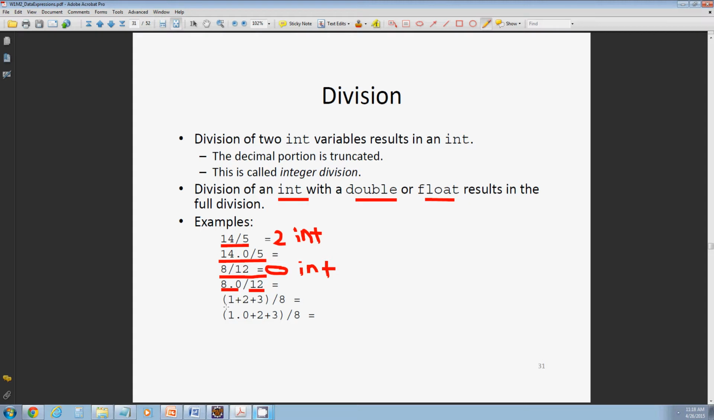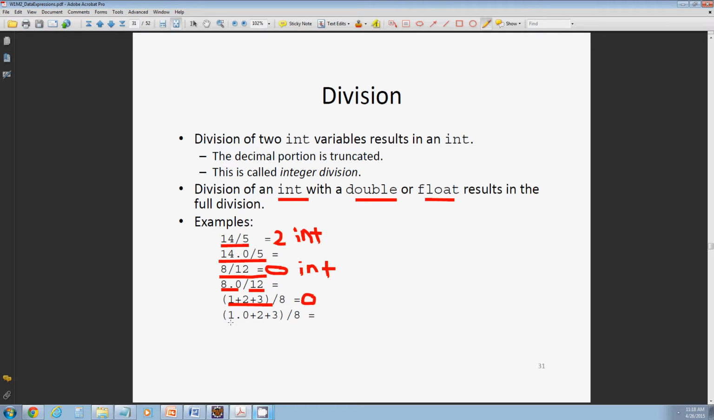Now, in this expression, we have parentheses. Remember, parentheses are always used to force the order, so we do what's in parentheses first. So here we'd add up the 1, the 2, and the 3 to get 6, and then we'd have 6 divided by 8. Now, 6 is an int, 8 is an int, so that's, again, going to perform integer division, so the result is going to be 0.